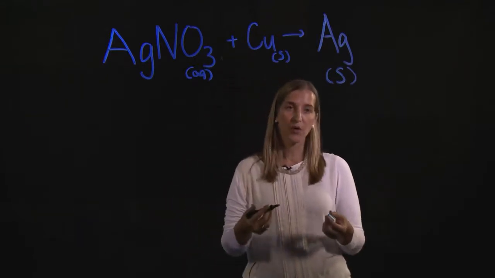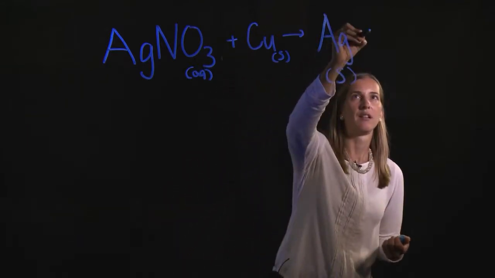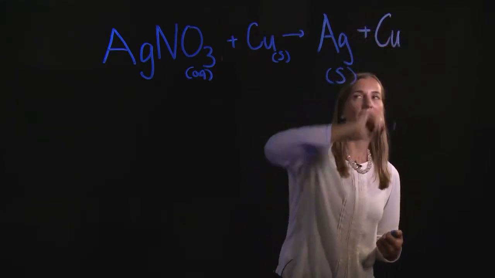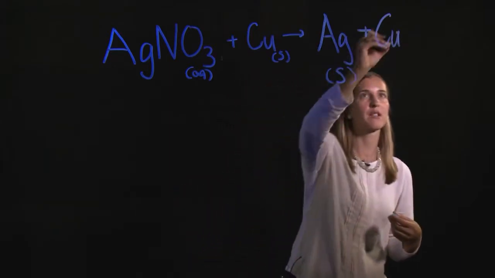The copper here is going to form a +2. So we're going to need Cu, and then we're going to need 2 nitrates since they're each -1.